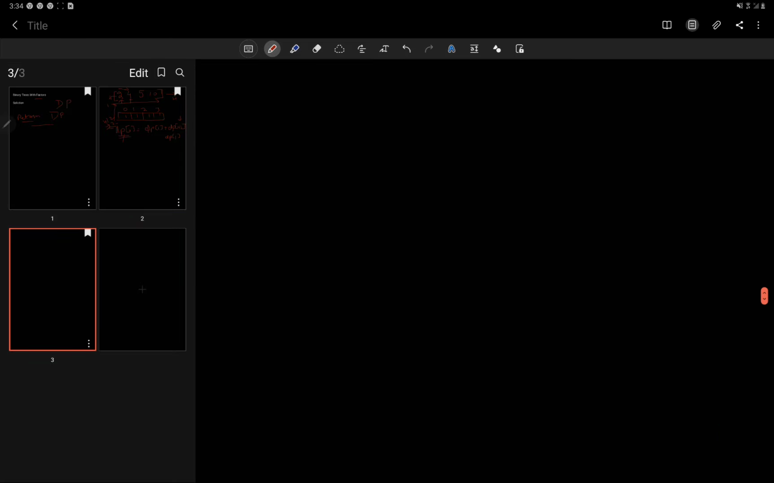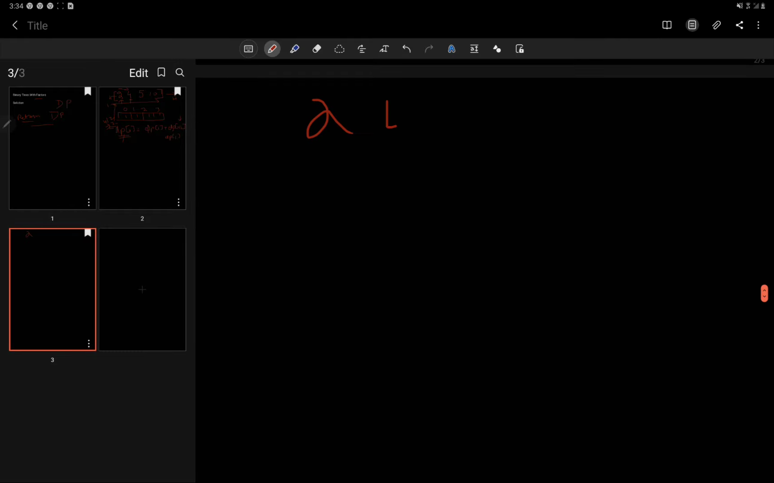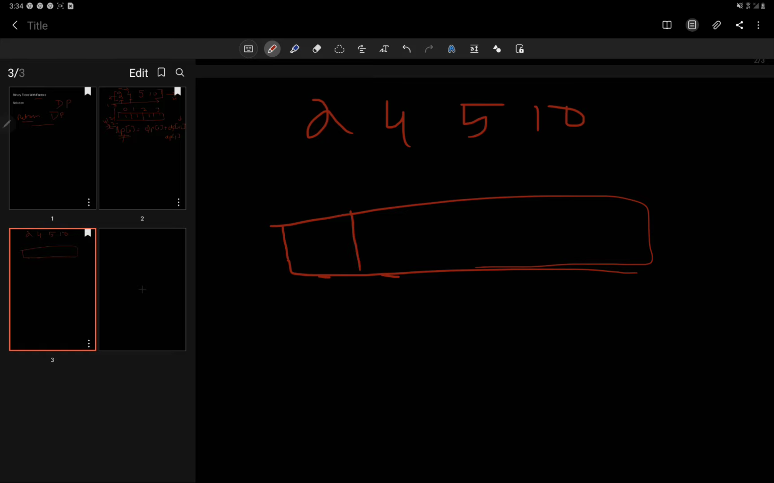Let's try running this approach on an example. Let's say 2, 4, 5, 10. So here is my dp array, initially filled with ones: 1, 1, 1, 1. Let's start from here. 4 is divisible by 2, it gives 0. So 4 by 2 gives me 2, and 2 is present in the array.